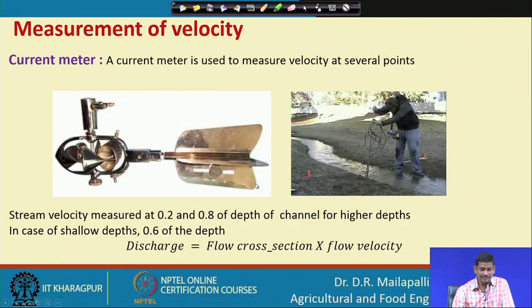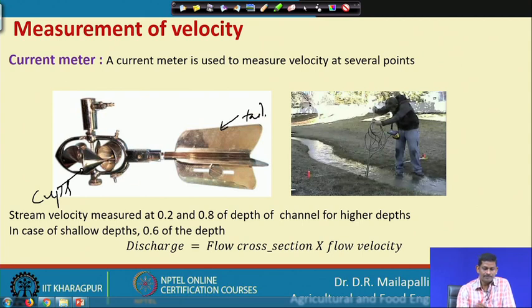So, then the next is the current meter. This is also to measure the velocity of the flow. The term current indicates the flow; flow is also known as the current. That is why it is called the flow meter or current meter. In this, these are called the cups. It has a number of cups here mounted on the axis. And this is the tail, right.